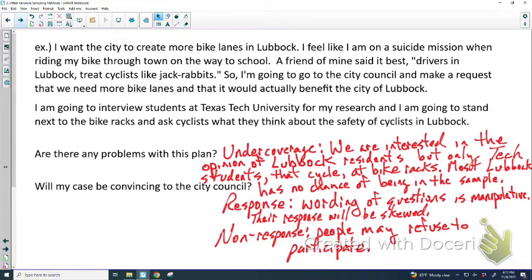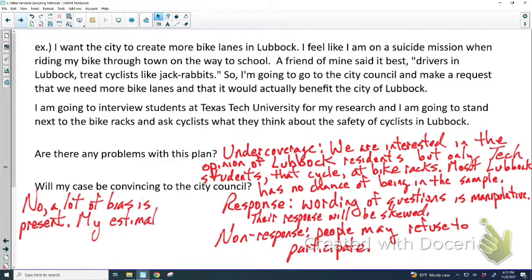So last question. Will my case be convincing? Well, for all those reasons I just wrote, no. A lot of bias is present. My estimate will not represent the population.